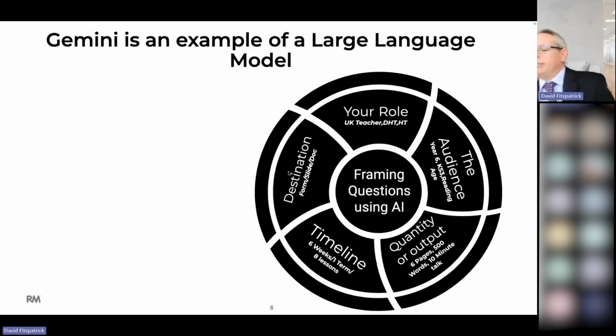So the first thing we're going to do today is we're going to look at a product called Gemini. So Gemini used to be called Bard. So literally, as I was making this presentation last week, Google have changed the names of their main AI tools. So Bard is now Gemini.